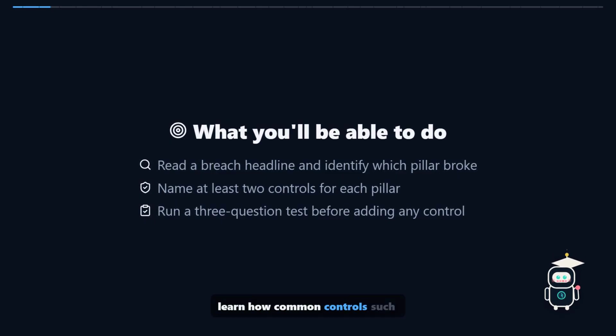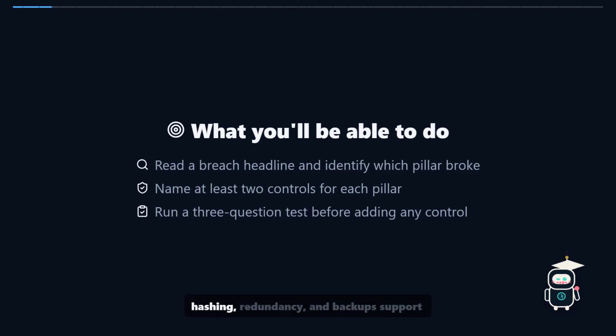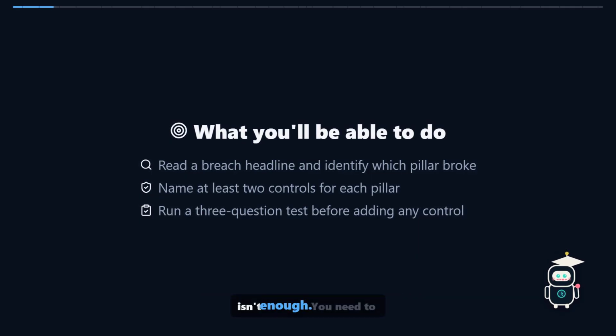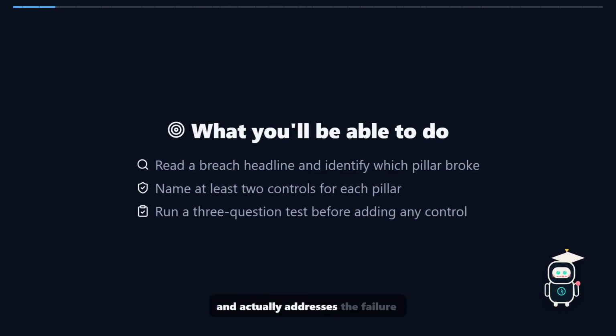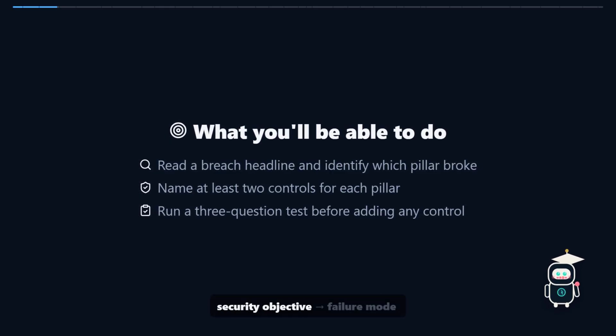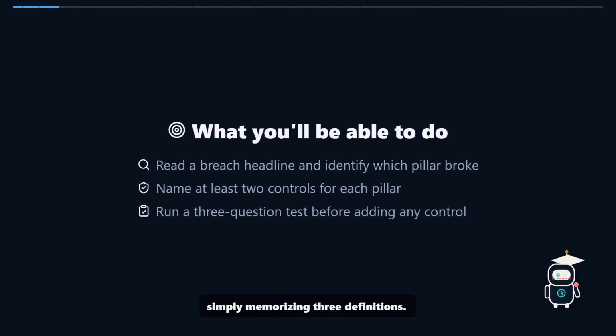You'll learn how common controls such as encryption, MFA, least privilege, hashing, redundancy, and backups support different security objectives. You'll also see why implementing a control isn't enough. You need to verify that the control is configured correctly, monitored where appropriate, and actually addresses the failure you're trying to prevent. By the end, you'll be able to move from incident, security objective, failure mode, appropriate control. That's a much more useful skill than simply memorizing three definitions.